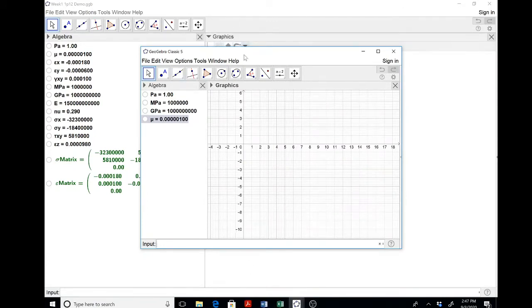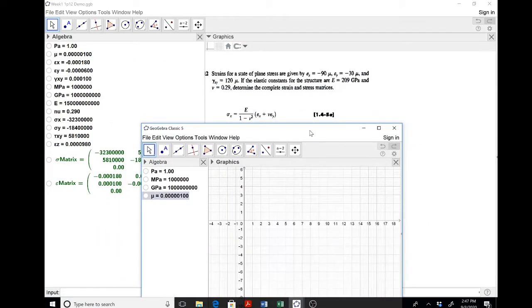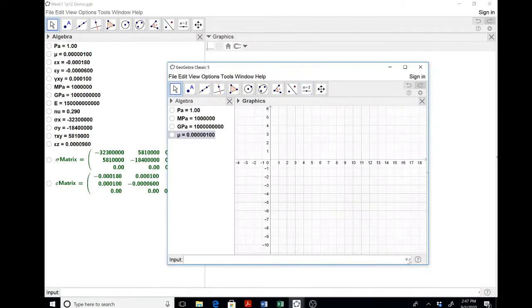The next thing is I want to establish the strains. And now in this problem, it's 90. I'm going to change the problem a little bit. So I'm going to make it like a demo. I'll just change it because this is your homework here. So I'm just going to make it 180 microstrains with a negative. So epsilon x is 180. So epsilon x is 180 microstrain.